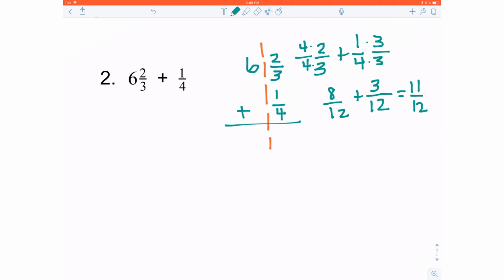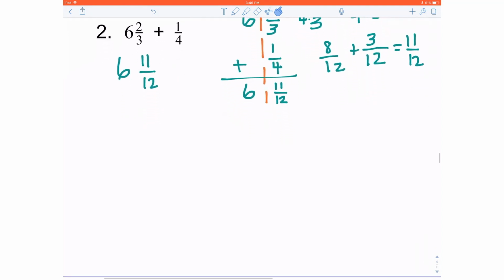Okay, so this is not an improper fraction. This is just a regular fraction, so I can just put it here completely normal. Awesome. And 6 plus 0, because there's nothing else to add to it, is just 6. So my answer to this one is 6 11/12. Okay, hope you got that. Let's keep going.